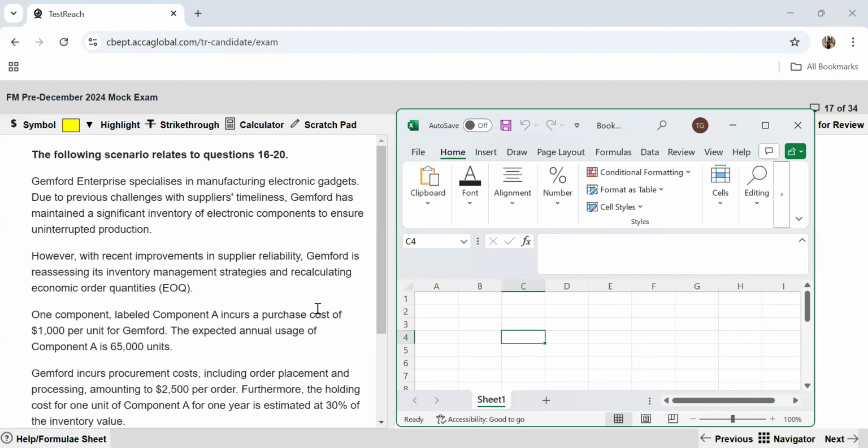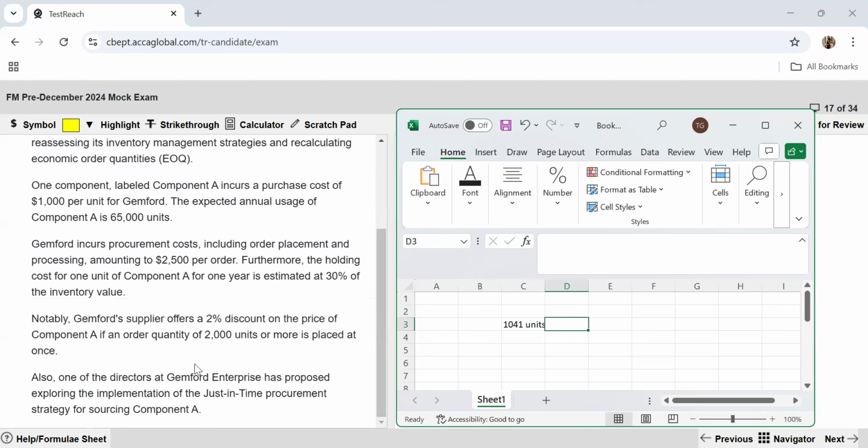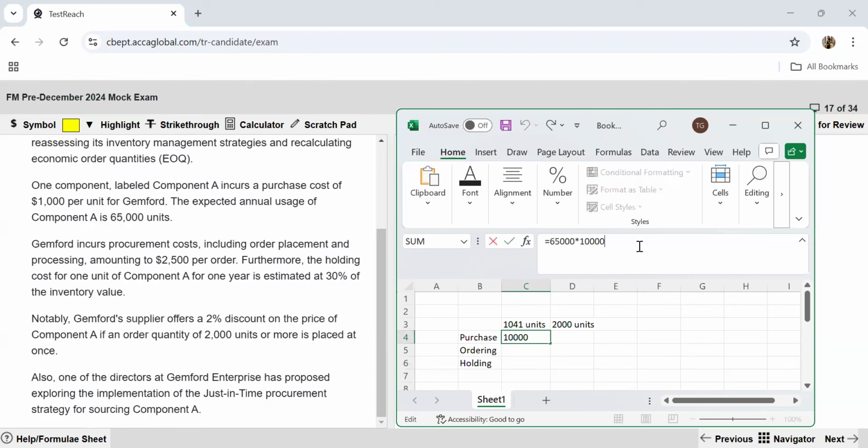So we know that with EOQ, the answer that we were getting was 1041 units. So we will do the calculation at both. The second scenario will be where we are having the order size as 2000 units, because at 2000 or more, the supplier gives us a discount. So let's first talk about the purchase cost. There are three costs that are involved: purchase, ordering, and holding. Purchase cost, we are taking annual demand is 65,000 units and one unit is $1,000. So this is what our purchase cost is going to look like. I'm sorry, I put 10 extra.